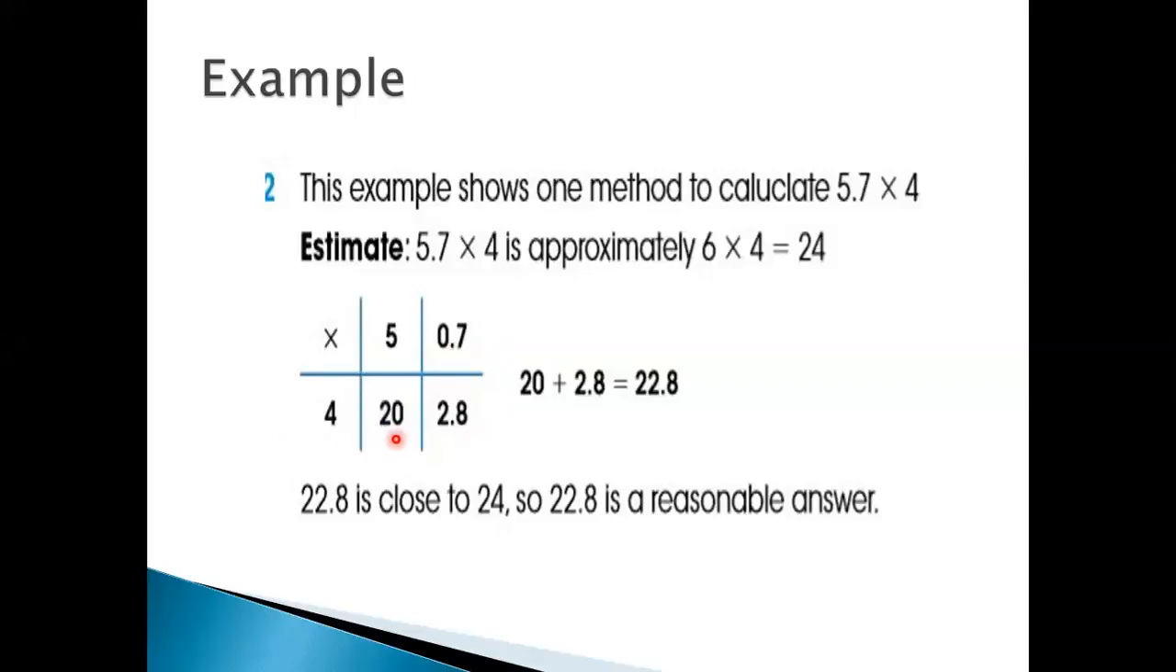After this, what you are going to do? Add the total numbers. Add the whole numbers. 20 plus 2 will be 22 and 0.8 will remain as it is. So the number will become 22.8. 22.8 is closer to 24. So 22.8 is the reasonable answer.